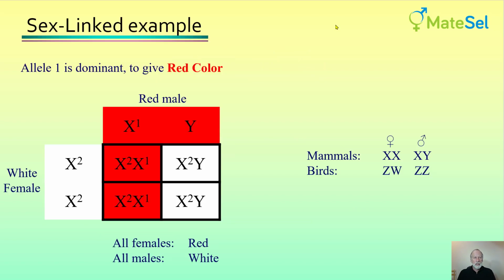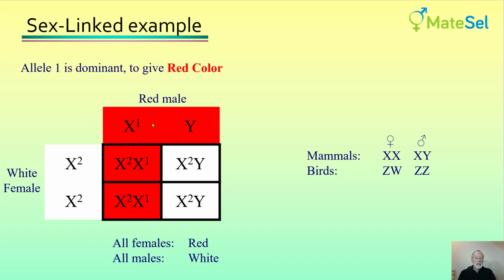So here is a sex-linked example, and we've got a male XY and a female XX being mated, and there is a locus on the X chromosome where the first allele, number 1, is dominant over the second, and allele 1 gives a red colour. So the male carries allele 1 on its X chromosome, and therefore it is dominant red, and this female doesn't have a marker number 1, only 2,2, and therefore it's white.